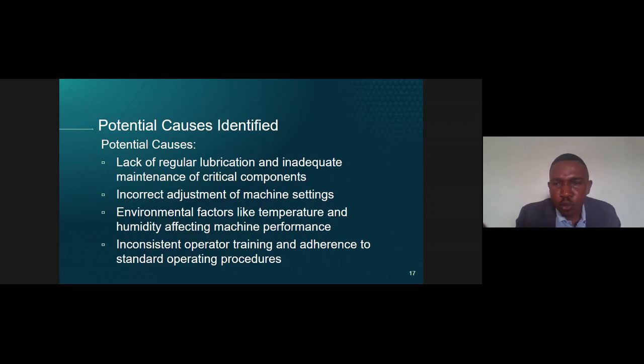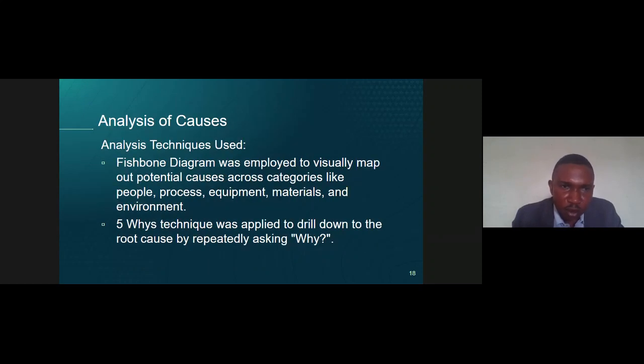Now, the next step is to identify the potential causes. So, what could make this equipment or machine fail? The things they identified were lack of regular lubrication and inadequate maintenance of critical components. Incorrect adjustments of machine settings, such as misalignment, were occurring. Environmental factors, such as temperature and humidity, were also key factors affecting them. Then, on the part of the operator, there was also a lack of training. Inconsistent operator training was one of the factors causing this problem.